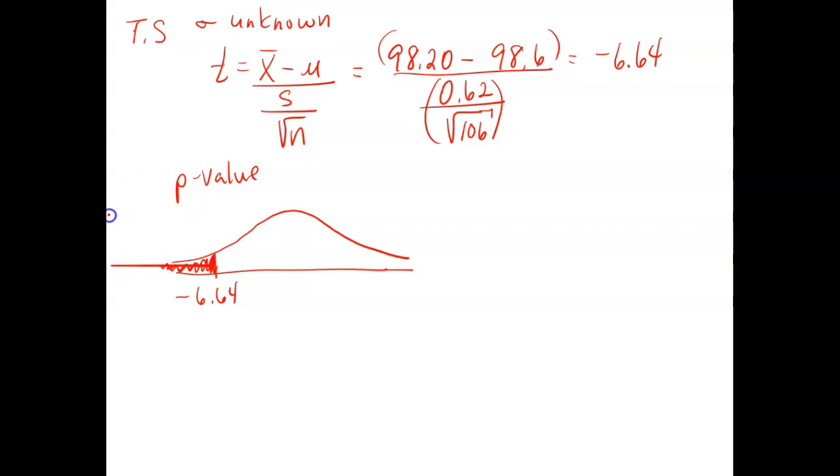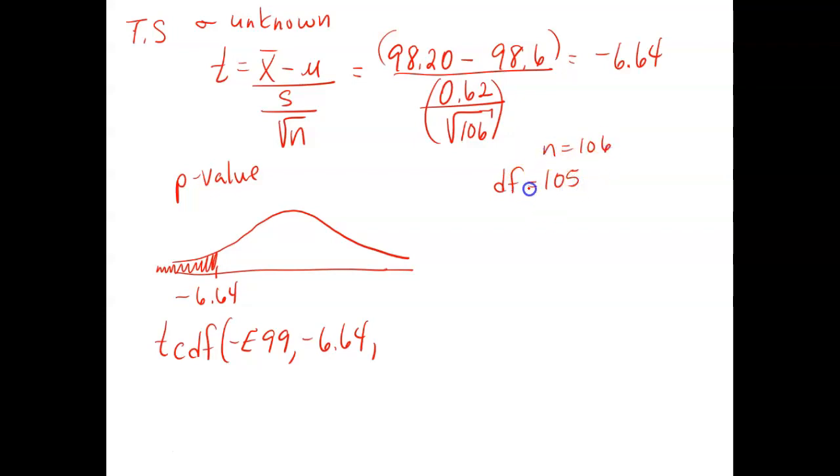Be very careful because the habit that we have is to do a normal CDF, but because this is a t-test statistic, we're going to need to do a t-CDF from negative infinity to negative 6.64, and our degrees of freedom on this one is actually 105 because our sample size was 106. Our degree of freedom is one less than that, so that's going to be 105.